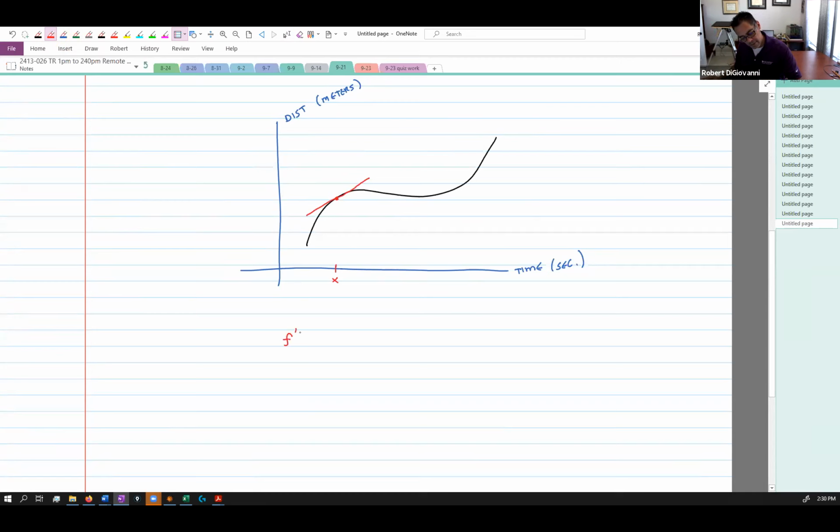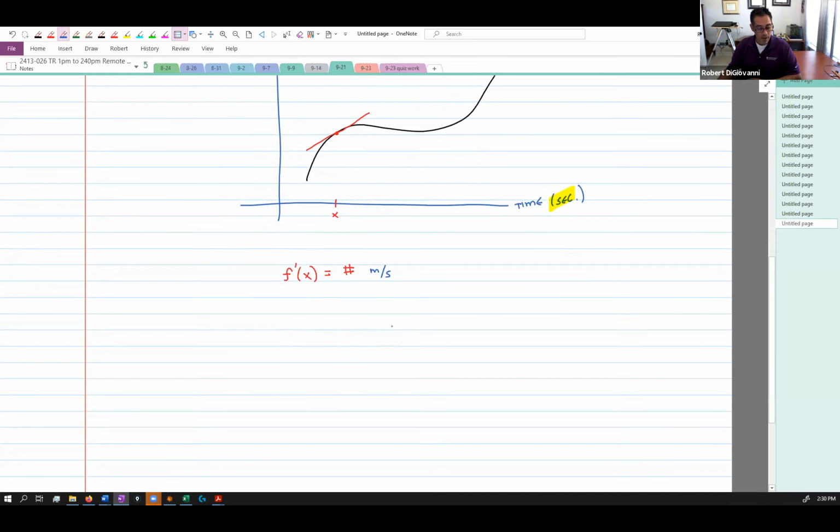Now, if I go to some point x, and I go here, f prime of x is going to be some number, right? And what did we say last class the units of this number would be? Does anyone remember? Meters per second. Meters per second. Why? Because slope is a rise over run, right? And if your rise is in meters and your run is in seconds, then meters over seconds, meters per second, is your unit. So I'm just going to put m over s, right? That's the first derivative. Now, that's a speed or velocity.